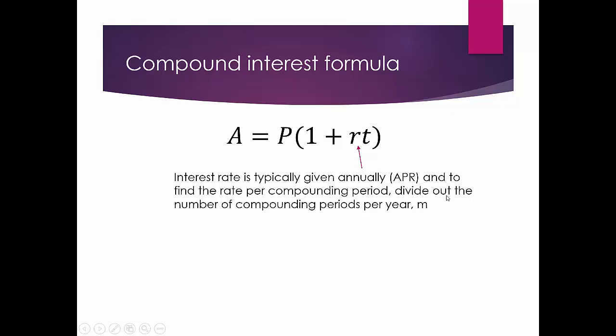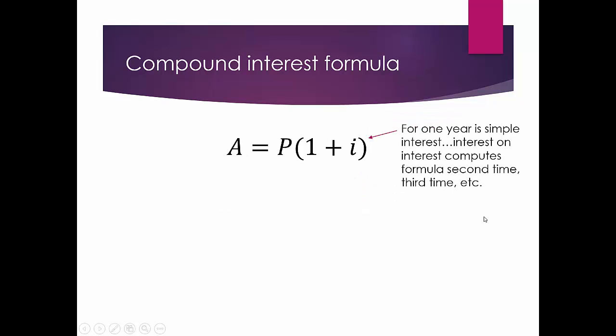All right, the interest rate is typically given to you annually. I mean, watch car commercials. It'll say APR, so your annual percentage rate. And to find the rate per compounding period, what you can do is divide out the number of compounding periods per year. We'll call this M. And so we let this I equal the rate over M.